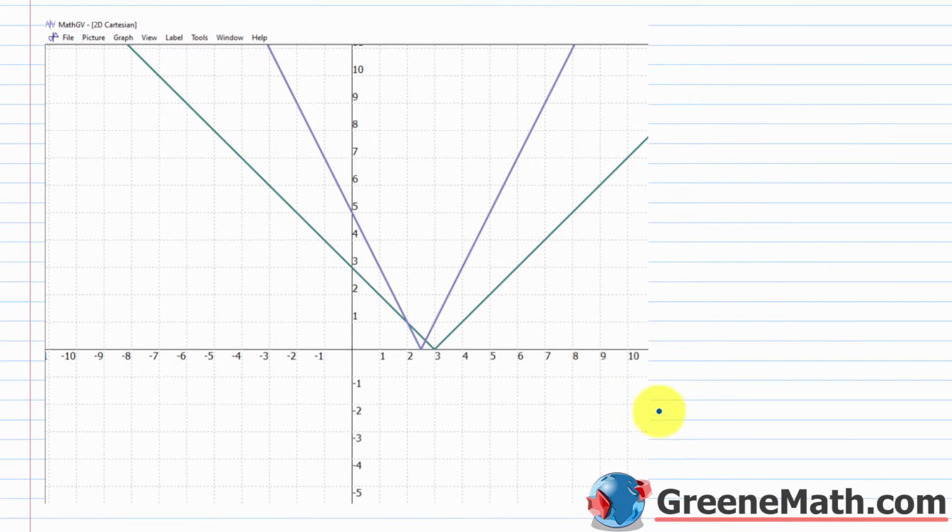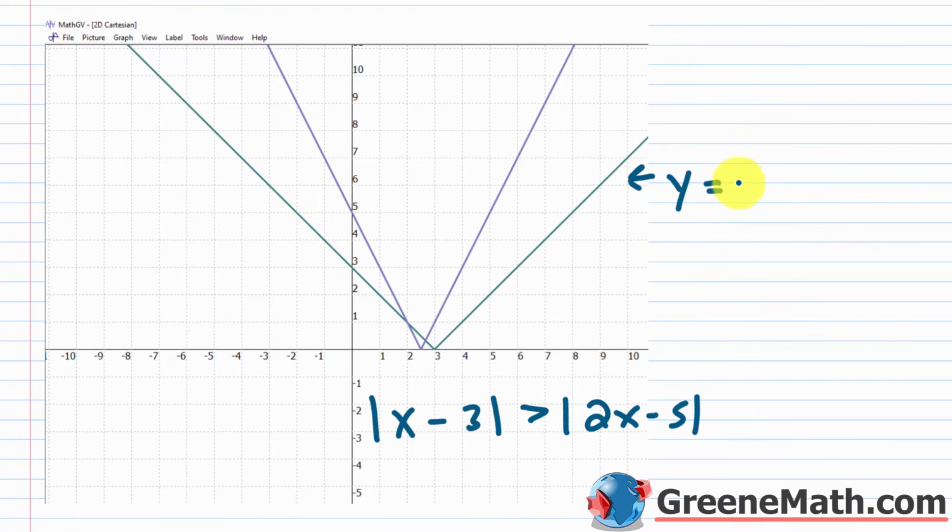So let's first think about what we had. We had the absolute value of x minus 3, and we said this is greater than the absolute value of 2x minus 5. Now, we haven't talked too much about graphing in this course yet, but hopefully you remember some of this stuff from Algebra 1. Essentially, this guy in green, this is y is equal to the absolute value of x minus 3. This guy in purple, this is going to be y is equal to the absolute value of 2x minus 5.